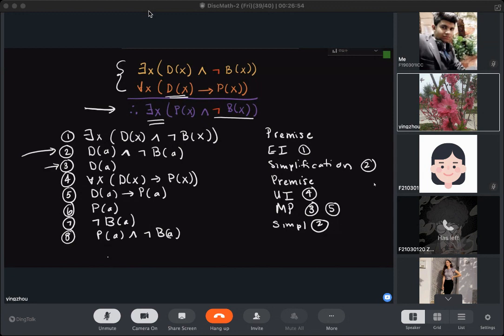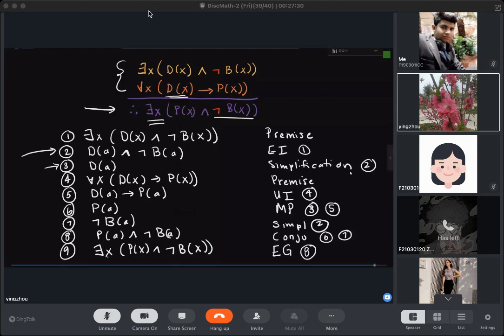And how do I know that? Well, it's me just basically putting together two true statements, which is a conjunction. Conjunction of which ones? 6 and 7. And finally, I'm going to say, hey, I just showed that for A, that statement is true. So now I can say there exists some X such that P of X and not P of X is true. And how can I say that? Existential generalization from 8. So hope that helps.